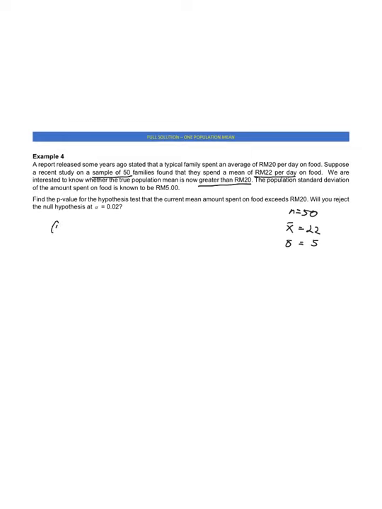Okay, so proceed to our first step, H naught and H1. So we want to test exceeds 20. So mu naught equals 20 versus mu greater than 20. So this one is right tail.